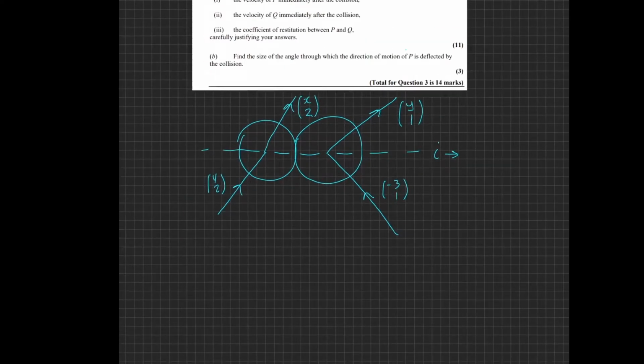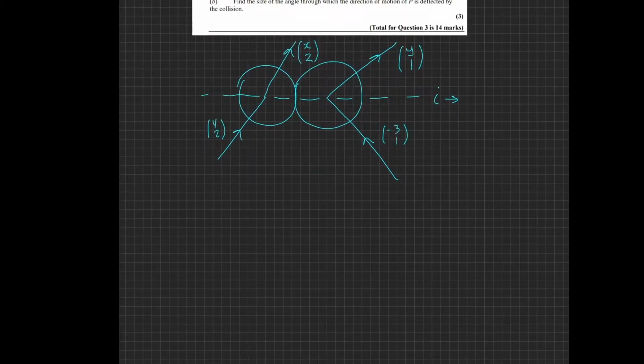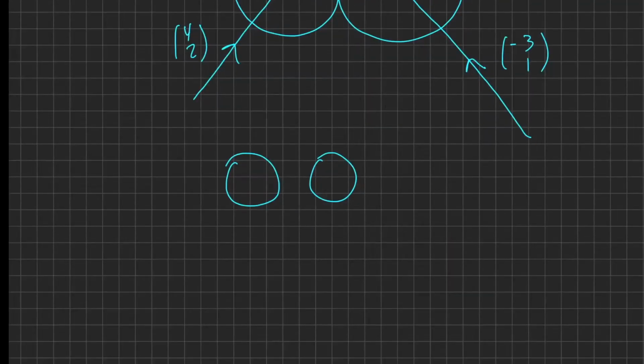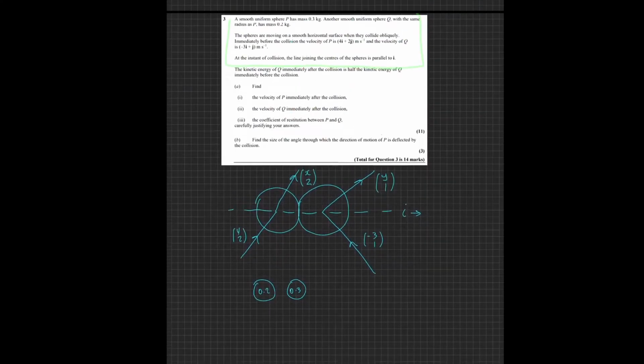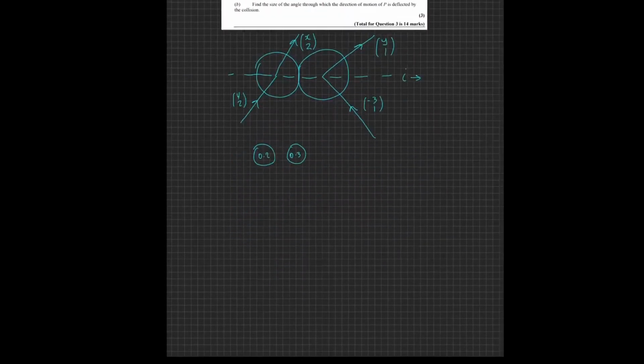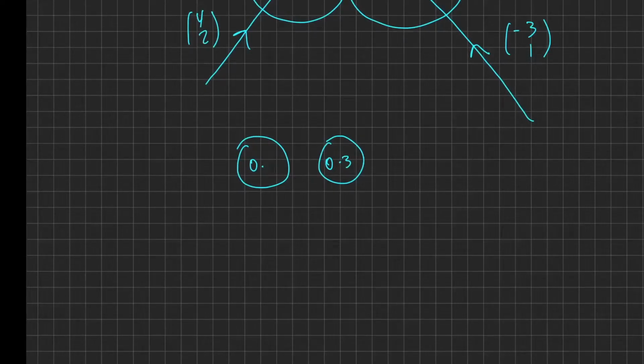Now, because we know no velocities are changing perpendicular to the line of centers, we can just turn this into a one-dimensional problem like we did in the previous section of the textbook. So we know this is P with mass 0.2 and this is Q with mass 0.3. And I've done the masses the wrong way. P has mass 0.3 and Q has mass 0.2.